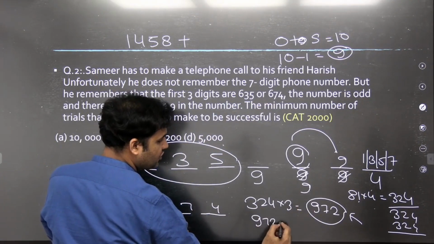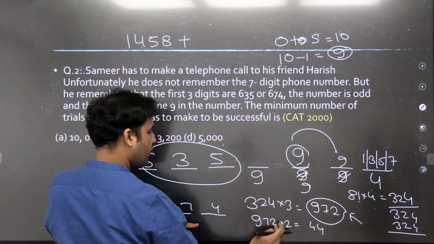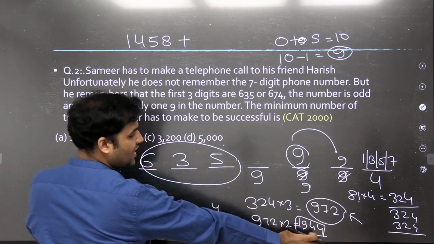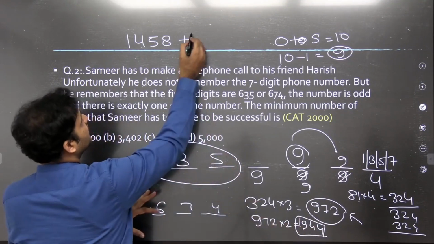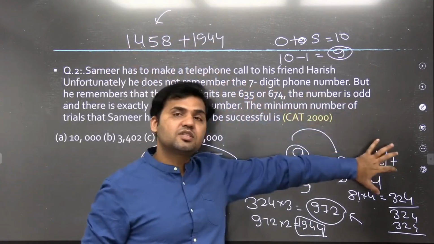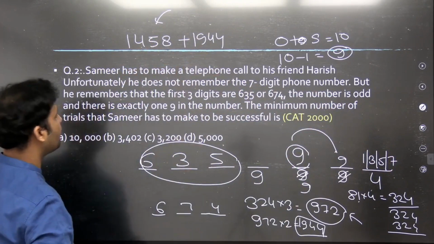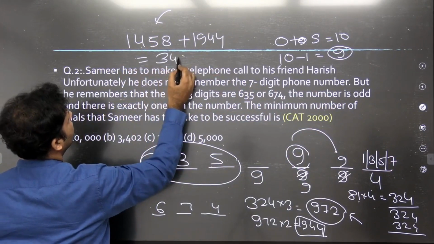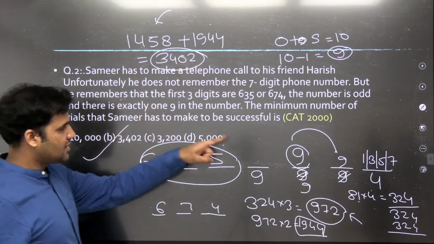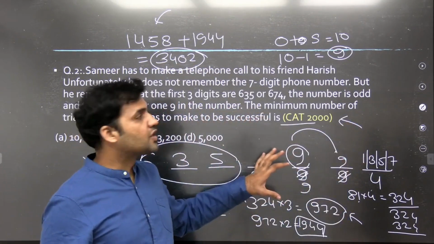So the total number of trials will again double. So 972 into 2 will be 1944. So 1944 trials for these cases and 1458 for the previous case when the last digit was 9. So what is the total number? 1458 plus 1944 comes out to be equal to 3402. And this is the answer of the question, which is option B. This came in the paper of CAT 2000, a numbers based question of permutation.